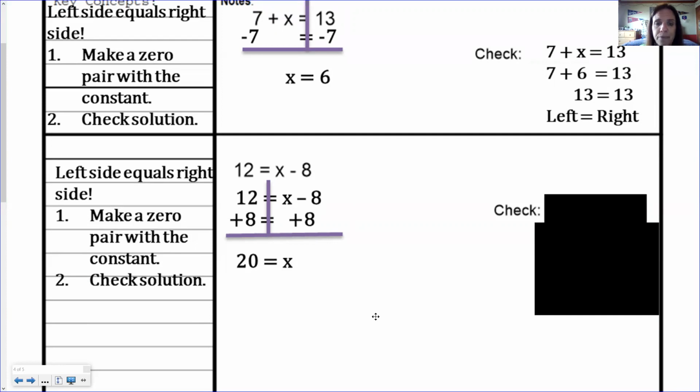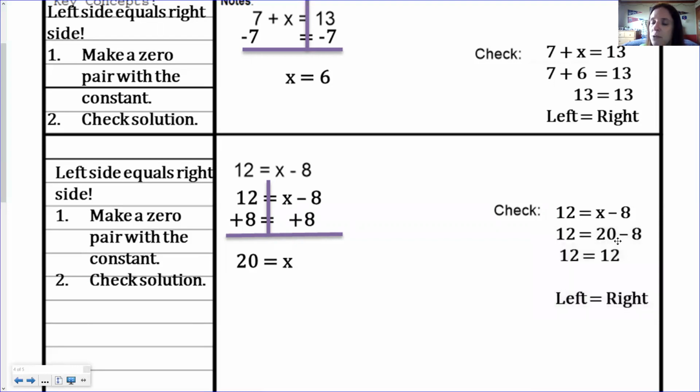Very important. All right, for your check, rewrite the equation. 12 equals x minus 8. We're saying x equals 20. So now we're going to rewrite it again. 12 equals 20 minus 8. We're substituting that solution in. 20 minus 8 is 12. The left side equals the right side.